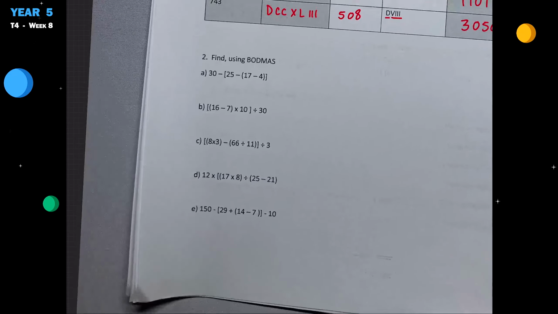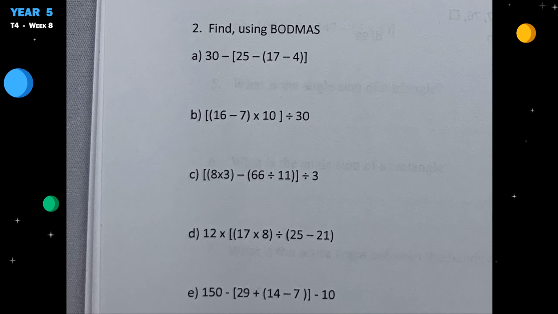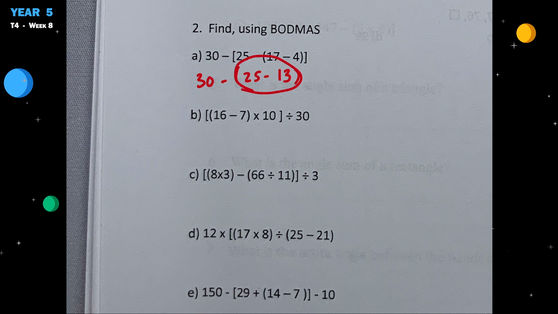Alright, next one is using BODMAS. We've got to do these. So first we do the innermost bracket. 17 take away 4 gives you 13. Now we've got 25 take away 13, so we'll do this one next. 25 take away 13 is 12. So now this turns into 12. And you've got 30 minus 12, which will give you 18, which is the answer.